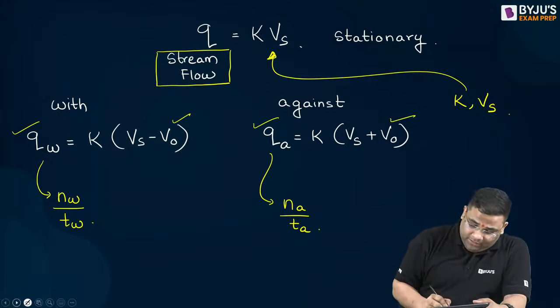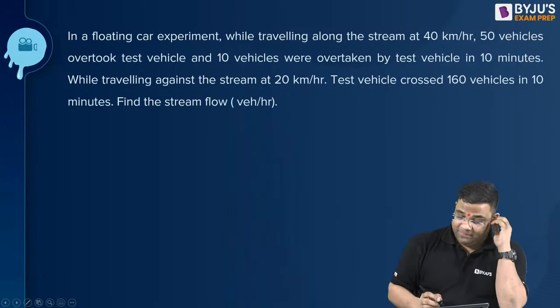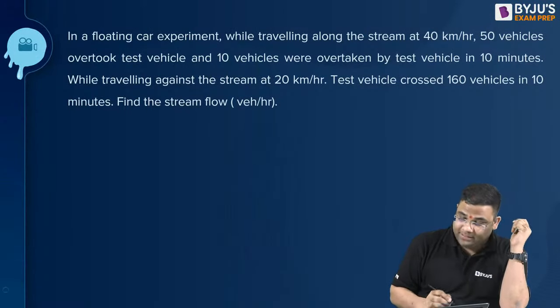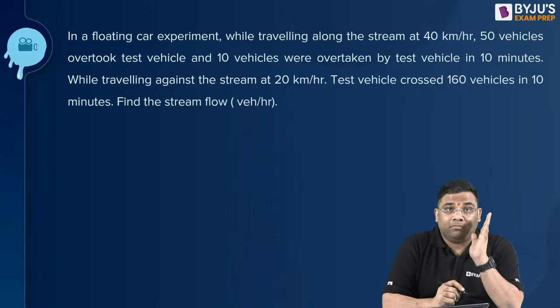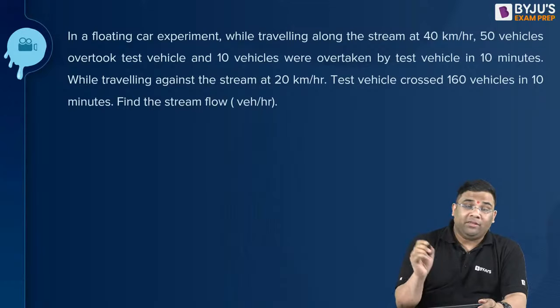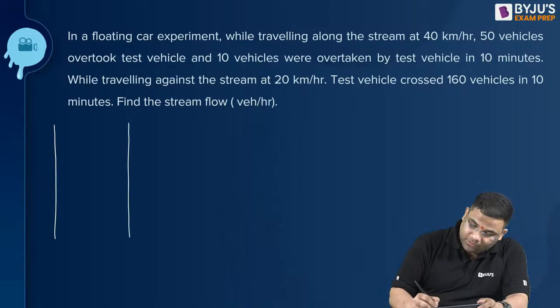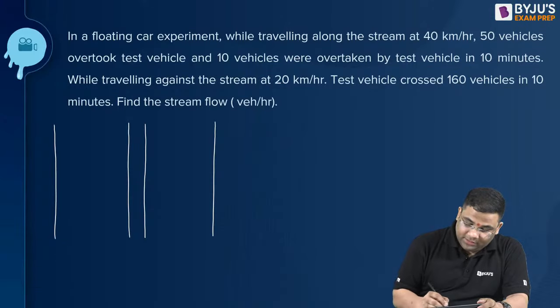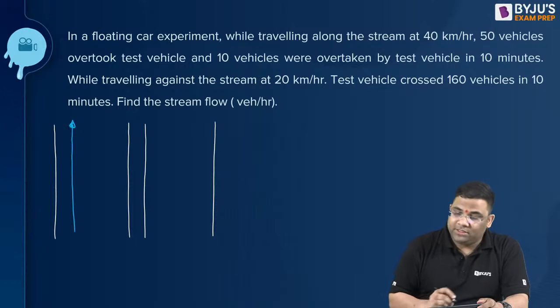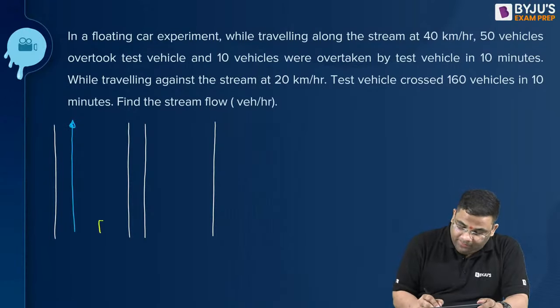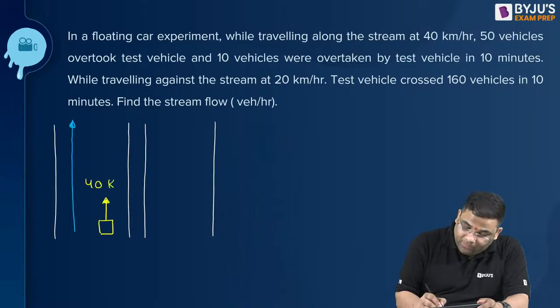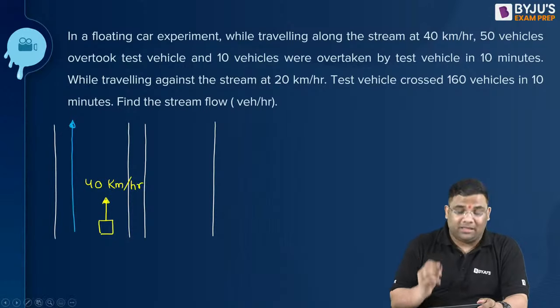Now let us solve some questions. You see, in a floating car experiment, the questions will be easier. While traveling along the stream, you draw a diagram so that you don't get confused. This is your Vs, the stream velocity. First, moving along the stream, the test vehicle moves at 40 km per hour.